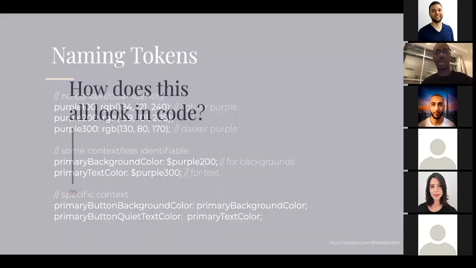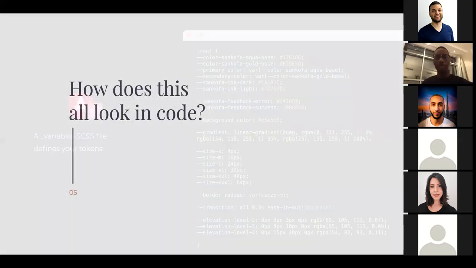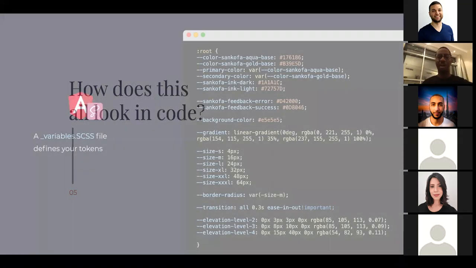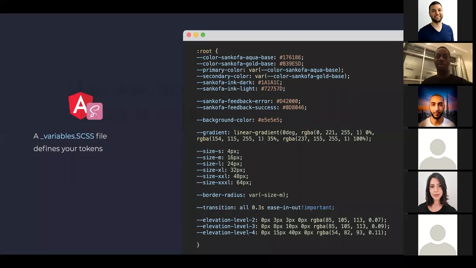So how does this look in code? This is an example of a Sass file called variables.scss. Sass is basically a form of CSS that you compile into normal CSS. It's like a preprocessor. In this example, I'm using an Angular project as the front-end platform for building this particular product. So I'm going to give an example of how you can apply these concepts within an Angular framework.